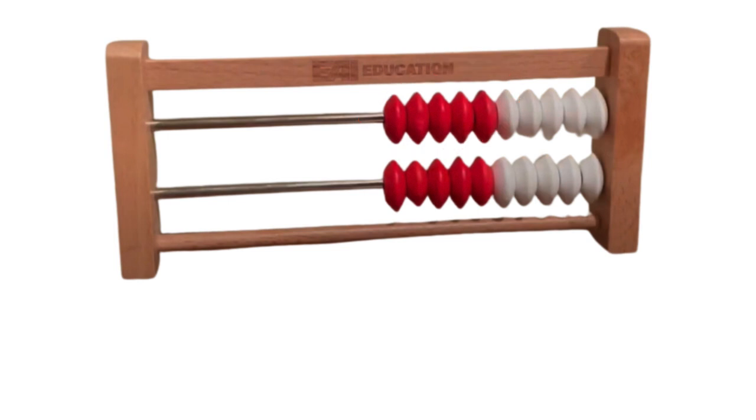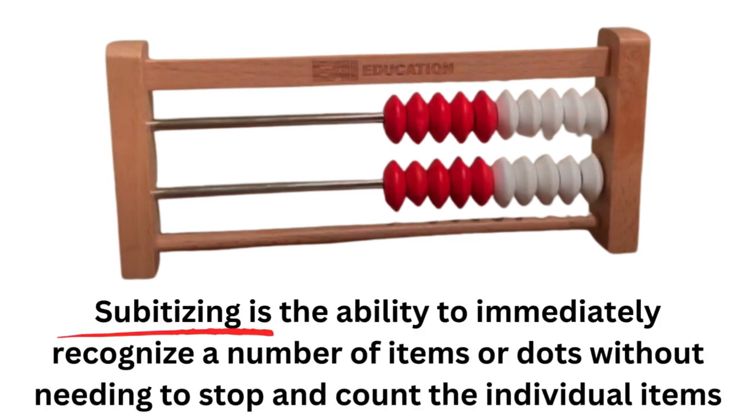Because what we want to do is use this concept of subitizing. Subitizing is the ability to immediately recognize a number of items or dots without needing to stop and count the individual items. So what we don't want to do is just count one by one each disc. We want to try to look for patterns, look for ways that we can group it together to get what the sum is.